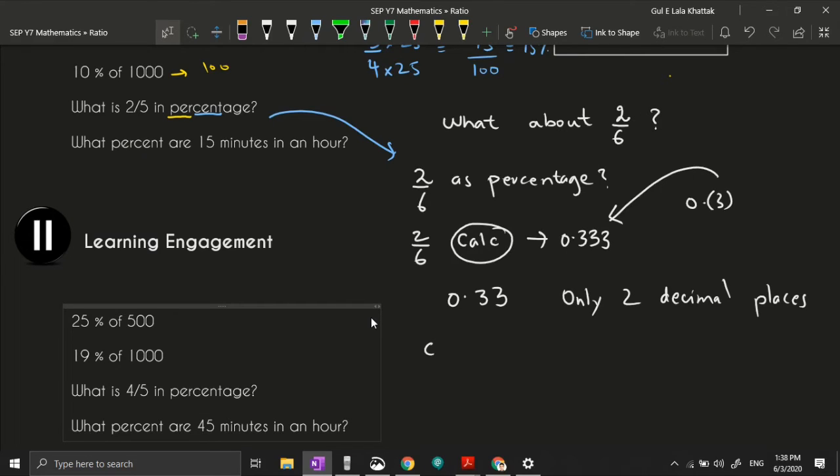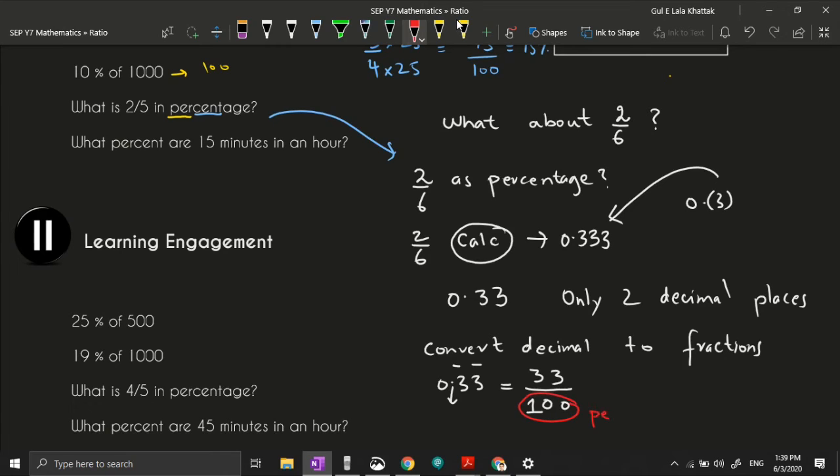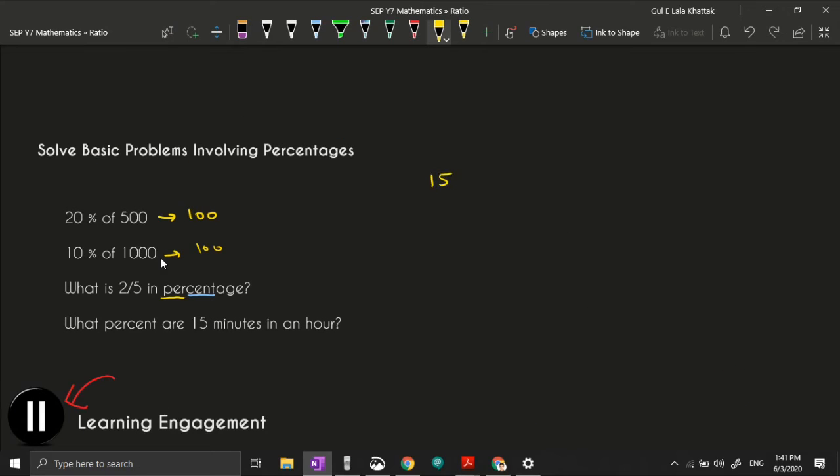Now we shall employ a strategy that we have learned previously, how to convert a decimal into a fraction. We write 1 under the decimal and write as many zeros as there are numbers in the decimal. There are 2 numbers, so we write 2 zeros after 1. That gives us 33 by 100, which is 33%.